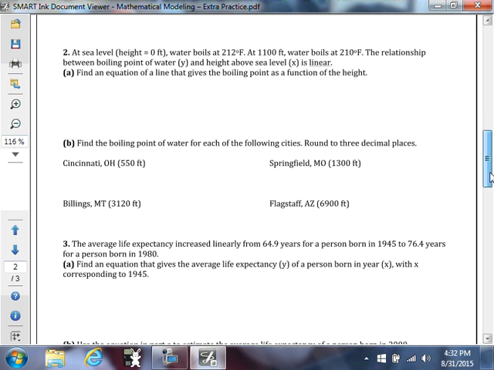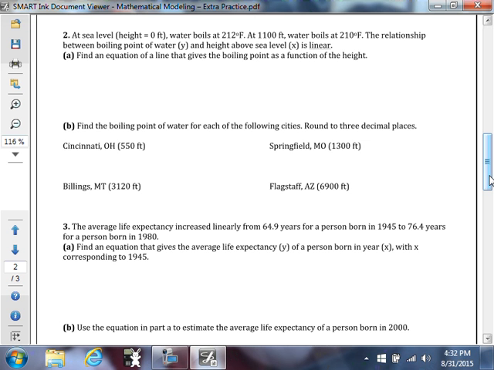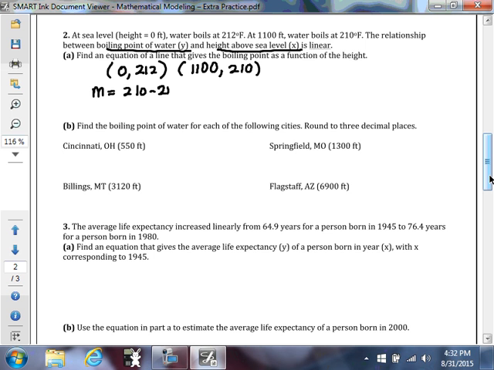So 2 and 3 were pretty easy, so hopefully you guys figure these out. So again, if you need to fast forward, you can. But it says the relationship between boiling point of water and height above sea level is linear. So if you have a line and it says height above sea level is x and boiling point of water is y, then I'm going to do a height of 0 and a boiling point of 212. And I have a height of 1100 and a boiling point of 210. And I come up with the slope. So 210 minus 212 over 1100 minus 0. So I get -2 over 1100, which is the same as -1 over 550.